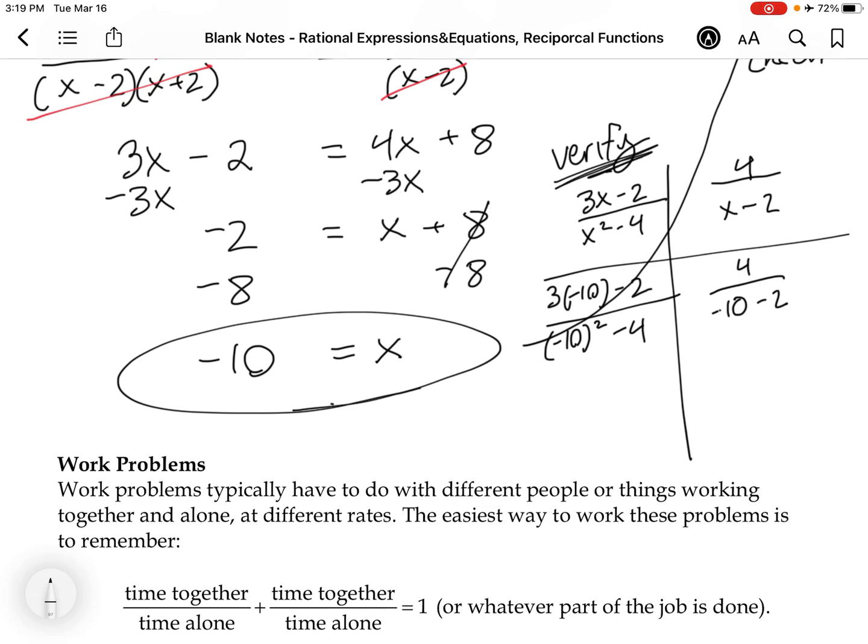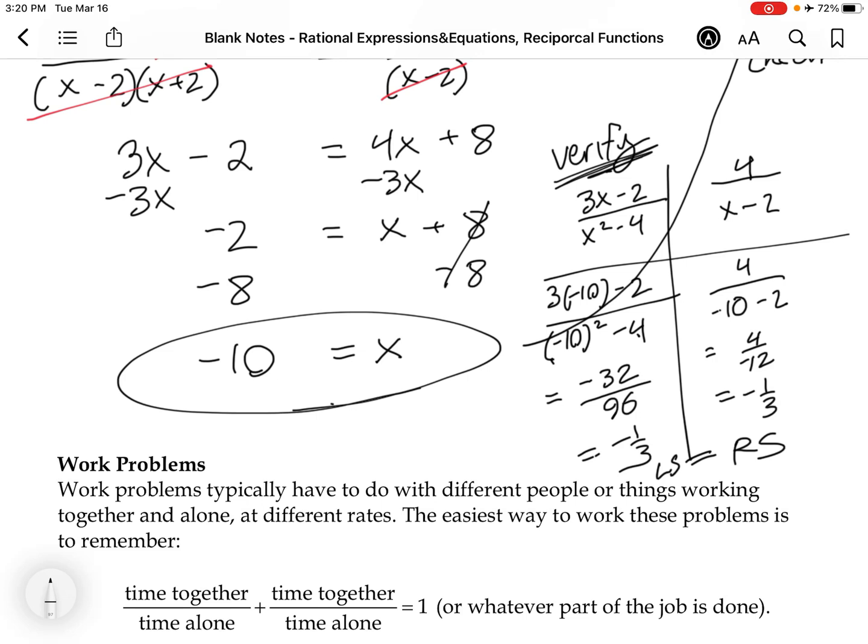And I keep simplifying, right? So this guy, 4 over -12, is -1/3. Okay, this one is going to be -32 over 10 squared, which is 100. 100 minus 4 is 96. -32 over 96 is also -1/3. So we have left side equaling right side. Okay, so you can also check your answers that way to make sure that your answers are correct and you haven't done any algebra incorrectly.